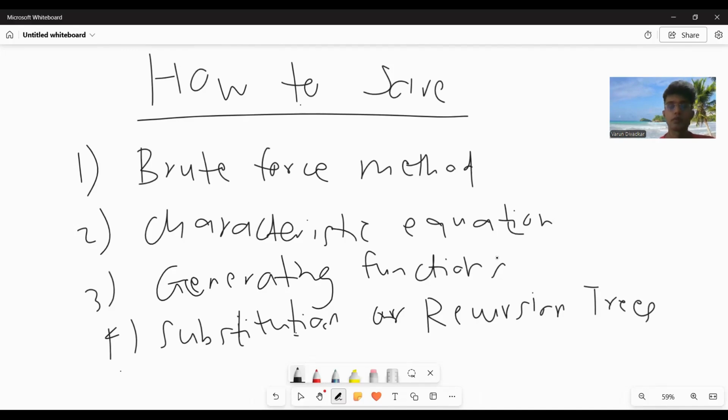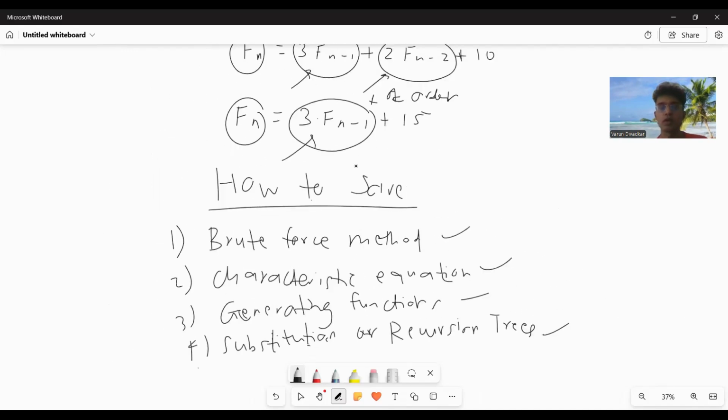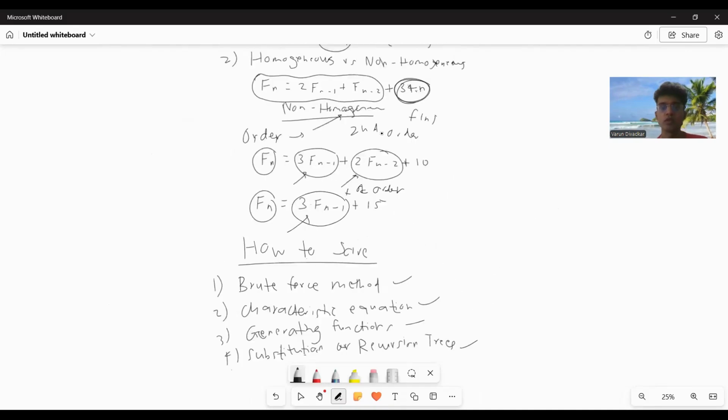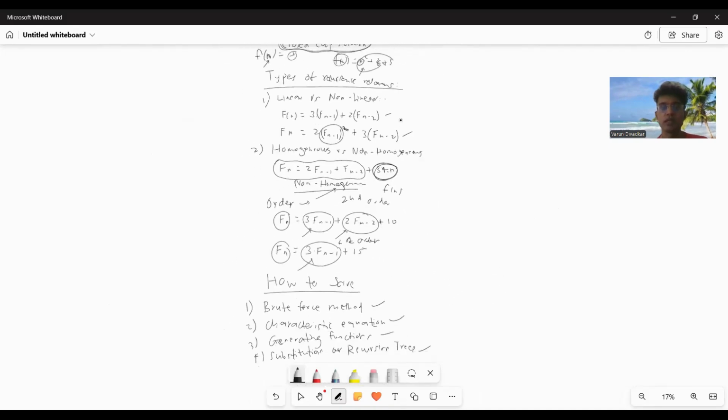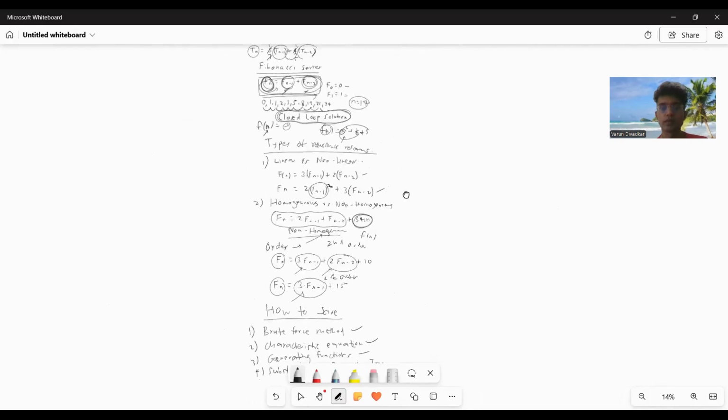Right. So in the next videos, we're going to take each of these methods and see how we can solve recurrence relations. All right. So is this clear? What are recurrence relations? What are the different types of recurrence relations? And then how do you solve recurrence relations? This is the discussion surrounding that.